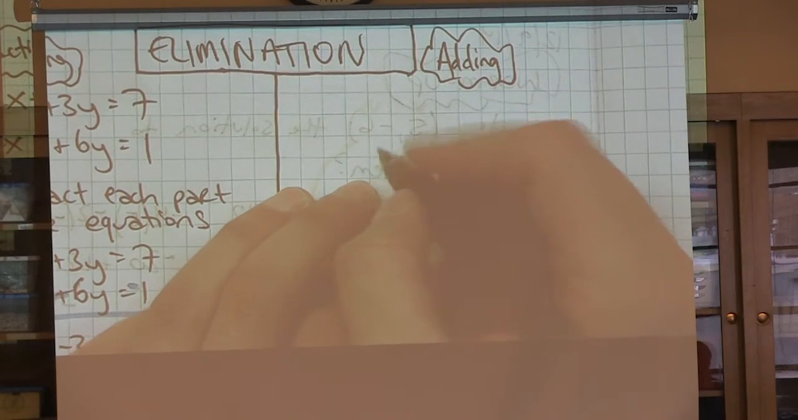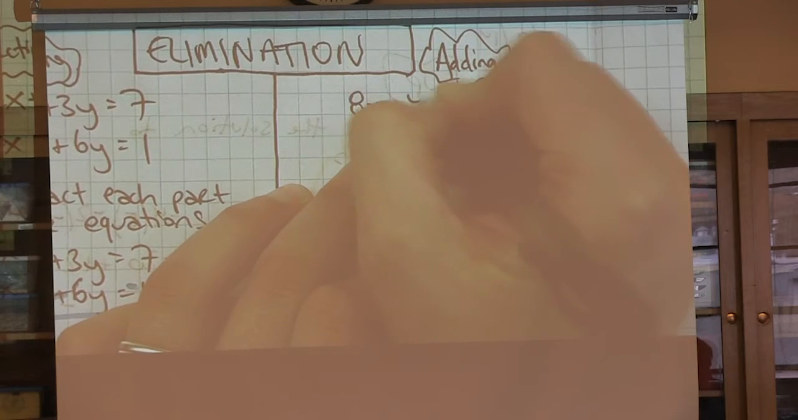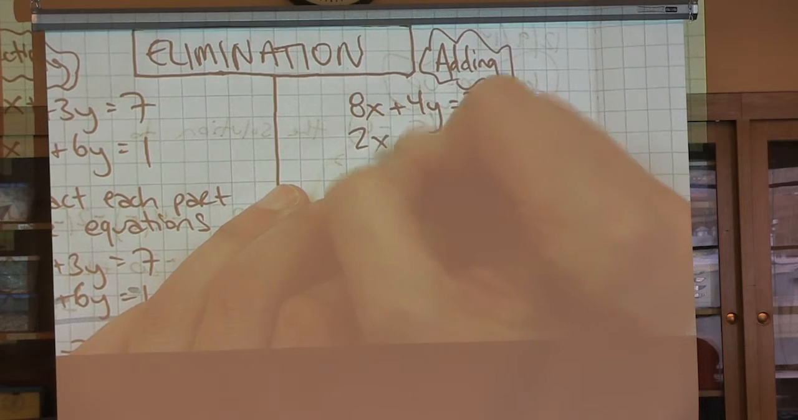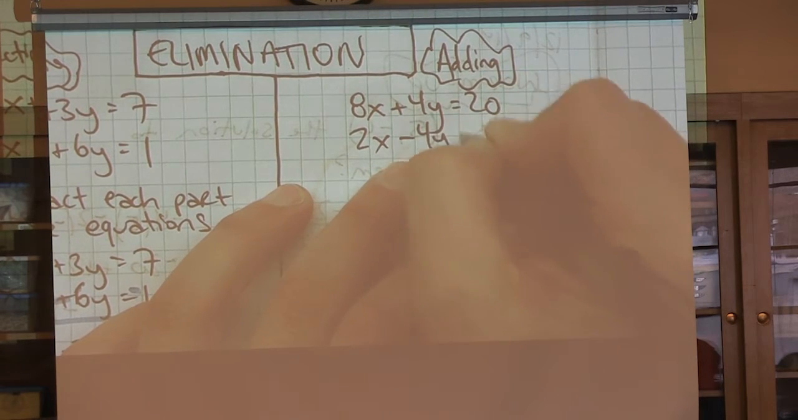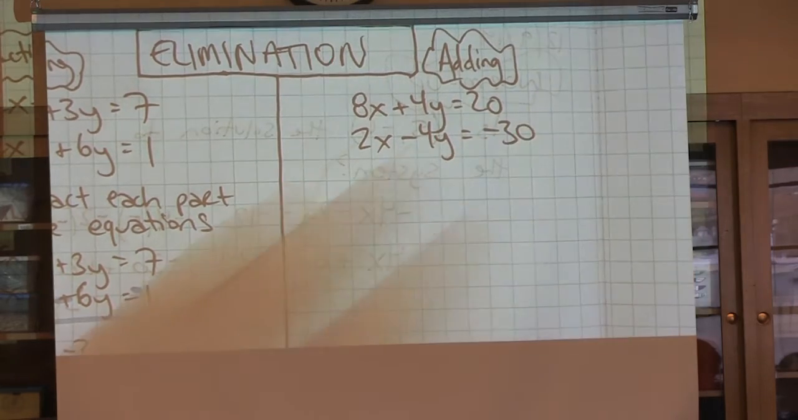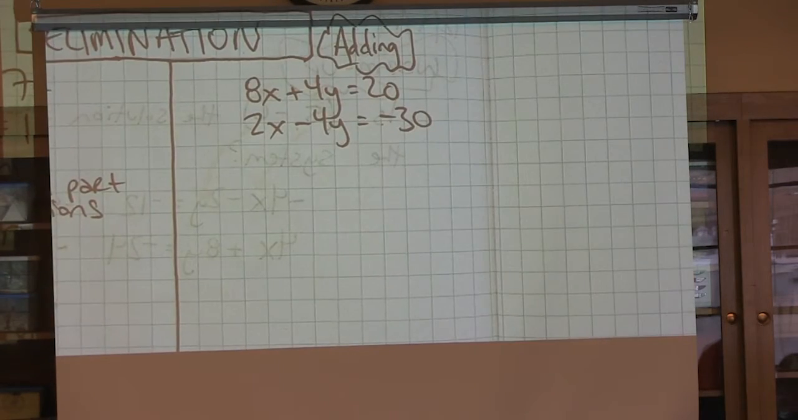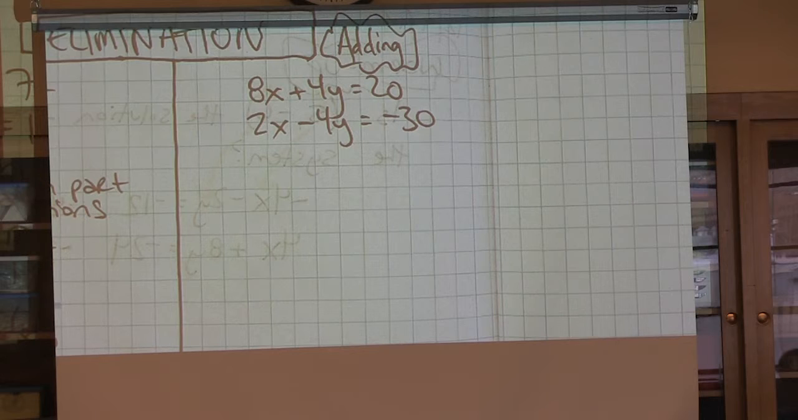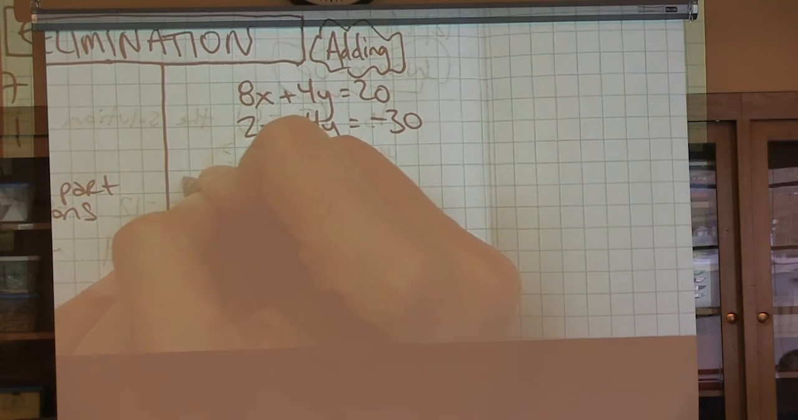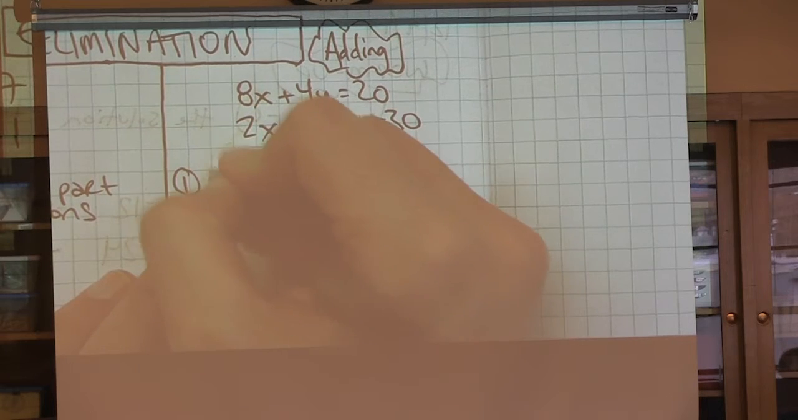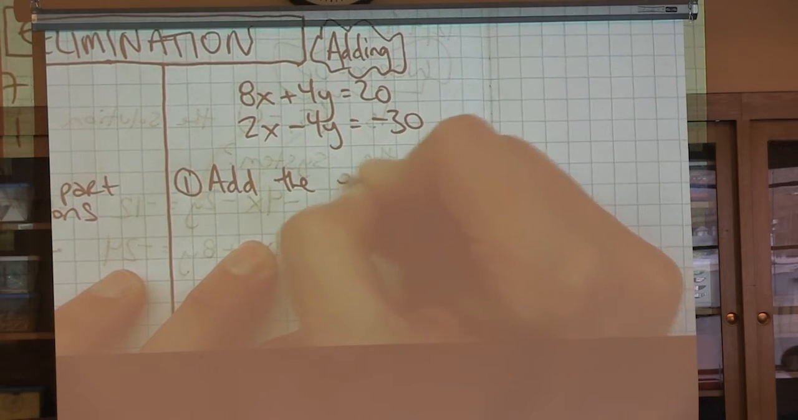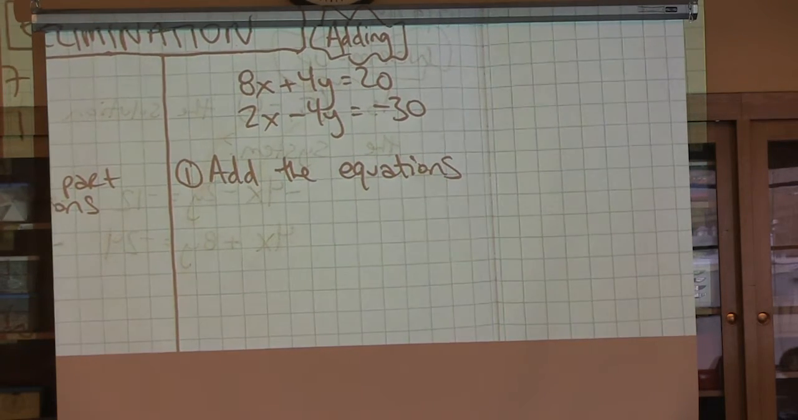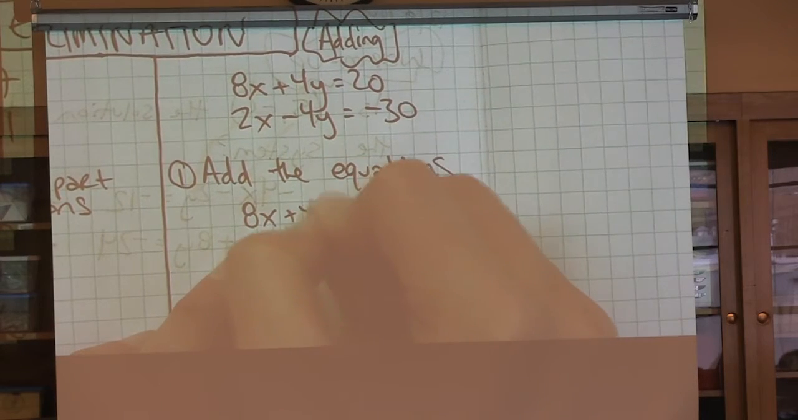We might have a system that says 8x plus 4y equals 20, and 2x minus 4y equals negative 30. So let's suppose this was our system. And instead of subtracting, we are going to add the equations. Okay, we're just going to add them up. So what that looks like, and I'm going to rewrite them underneath so that I can add them.